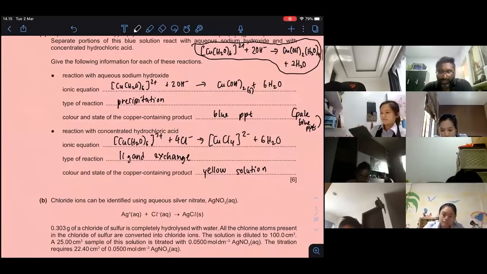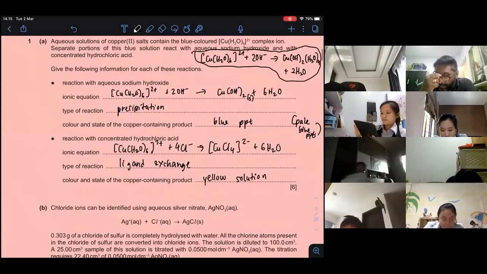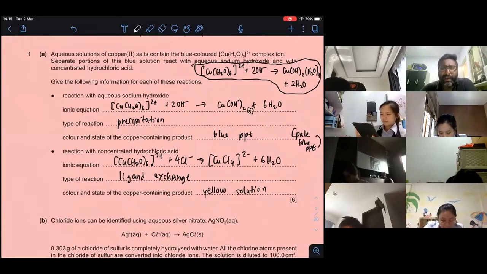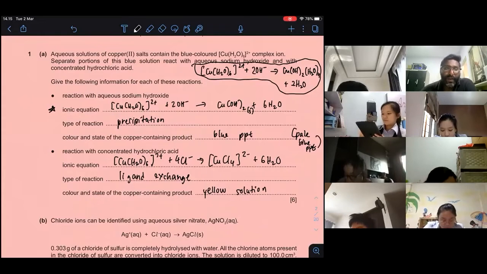Now for question number 1, we have an aqueous solution of copper salt. You have this blue colored complex ion. This is similar to the one that we have studied earlier. I think they didn't use the aqueous ammonia. Do remember this reaction is going to be similar if you're using aqueous ammonia drop by drop. Still the same, but here they said the reaction with aqueous sodium hydroxide.